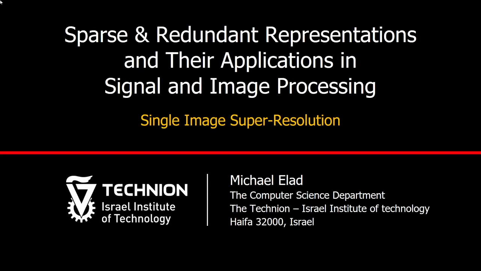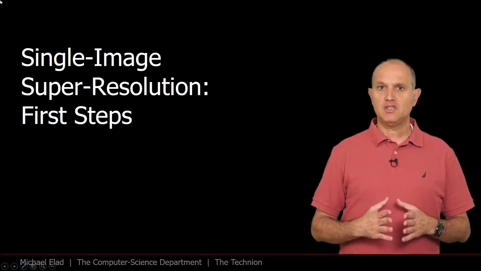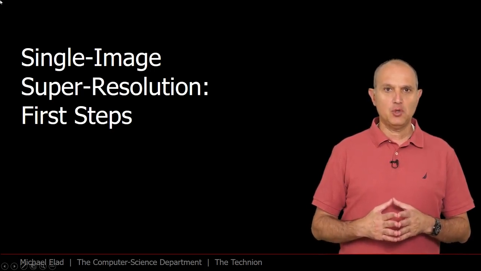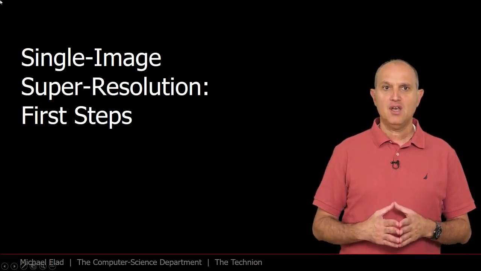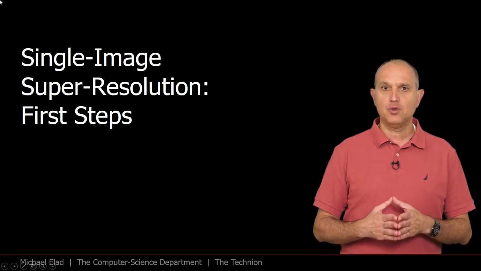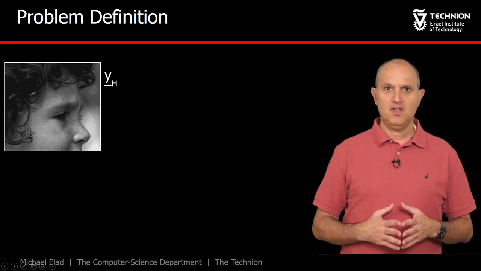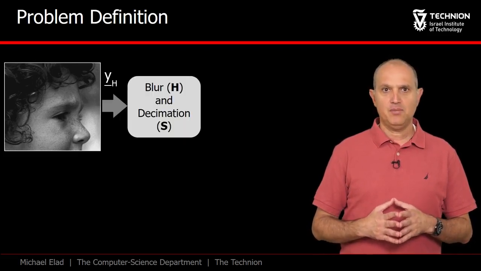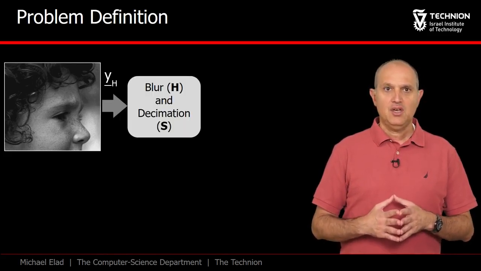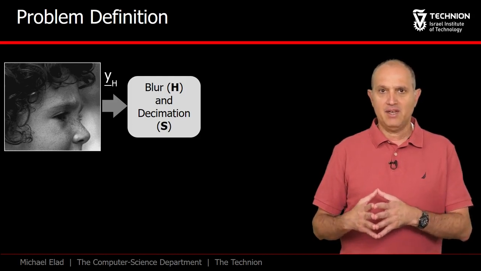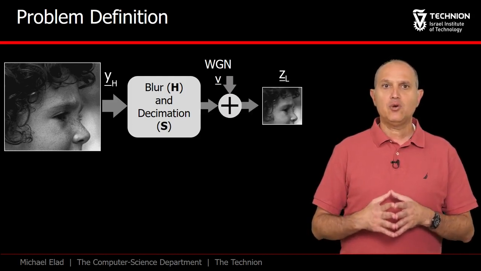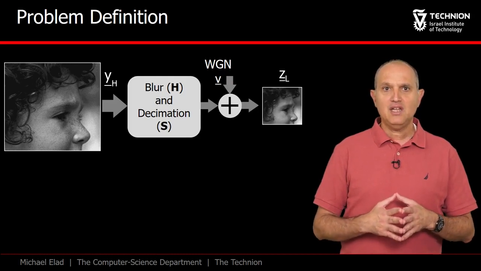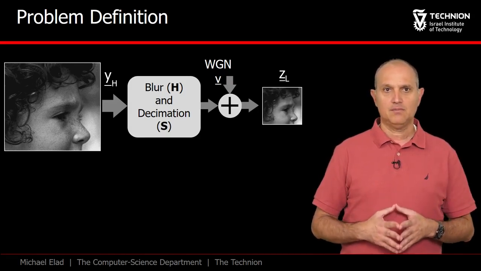This chapter discusses an algorithm for increasing the resolution of a single image using the SparseLand model. We start our discussion of the single image super resolution problem by defining the task and the rules of the game in terms of the solution we propose. The image YH is a high resolution image we are interested in. This image undergoes a blur H and decimation, that means sampling S, followed by a contamination by noise, and this leads to the image we do get, ZL.